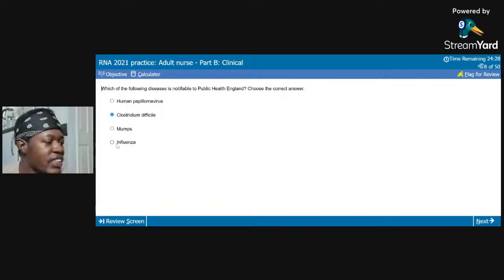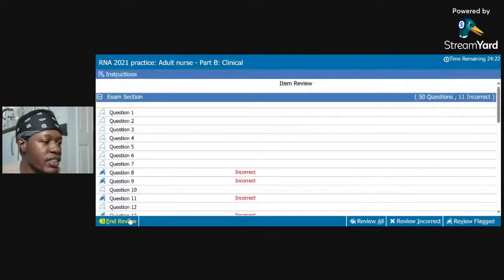Okay, then it should be influenza, if it is not C. diff. That means it should be influenza. Reviews great.